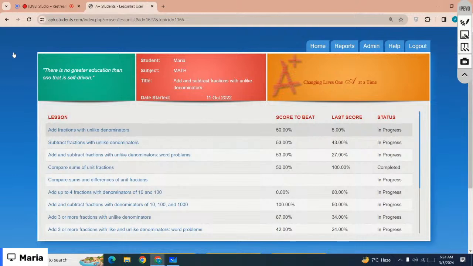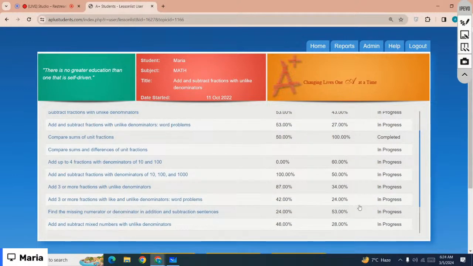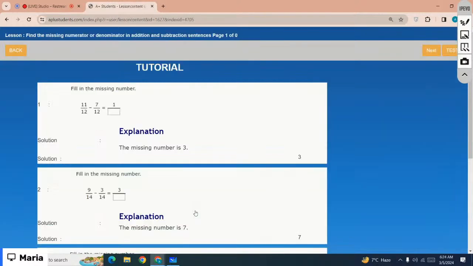The next lesson is add three or more fractions with like and unlike denominators. Word problems, you can do on your own, right? The next one is find the missing numerator or denominator in addition or subtraction sentences. So let's start with the test questions. You have to find either the missing numerator or the missing denominator, right?